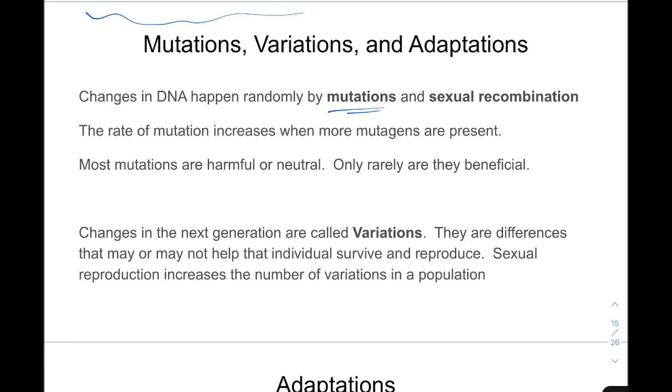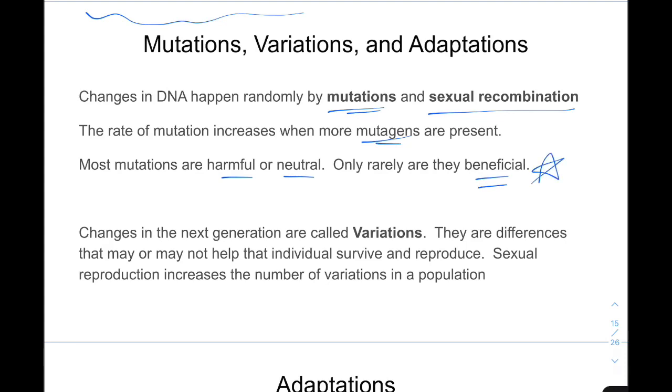In things that reproduce sexually, those changes happen more quickly. There are things that can increase the rate of mutation, things like various chemicals or UV light, other types of radiation. Most changes in your DNA don't help. Most of them are harmful, or if not harmful, don't have any noticeable effect. Sometimes they turn out to be helpful. Rarely, but sometimes. And that's what's really important.